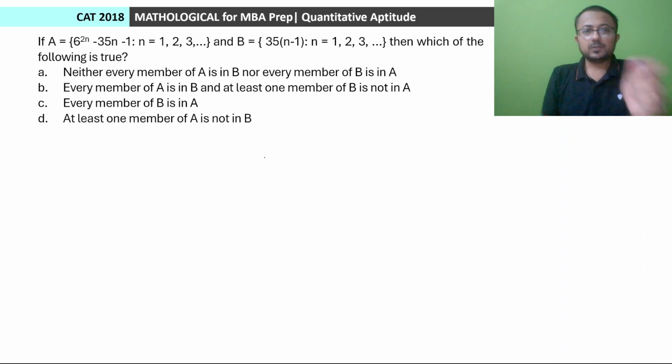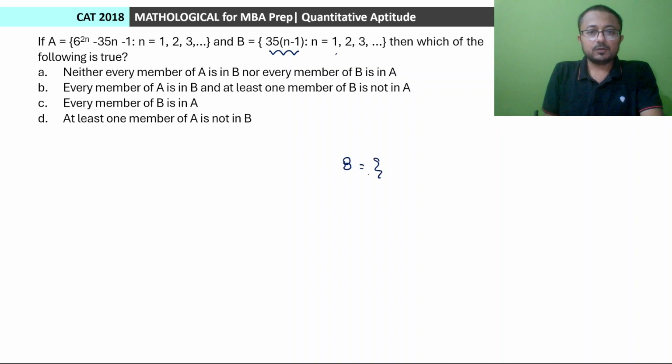Set A is given to us, so first, by putting values, we have to identify what elements are there in set A and in set B. Set B looks very simple: 35 into n minus 1. So if you put n equal to 1, what will the first element be? For n equal to 1, 35 into 1 minus 1, which is 35 into 0, so that will be 0. For the next term, n equal to 2, 35 into 2 minus 1 will be 35. So clearly there is a pattern: 35, then 70, then 105. All the elements of set B are in arithmetic progression and so on. This is an infinite set. Similarly, set A.